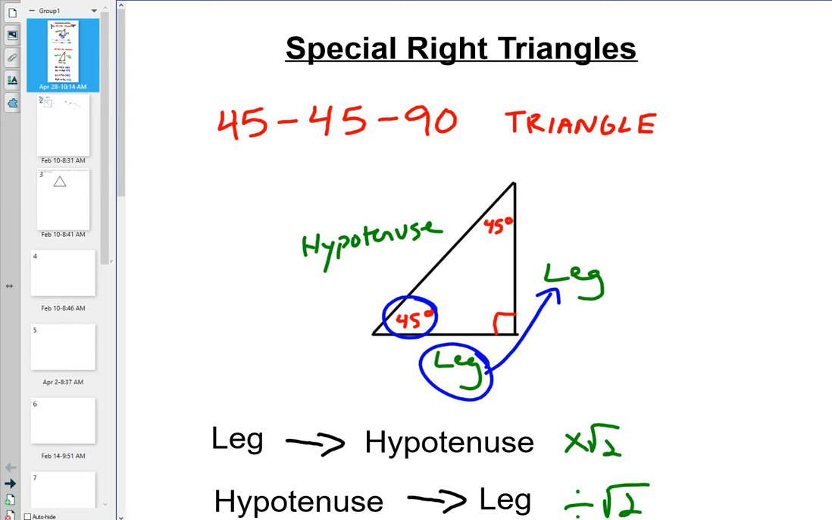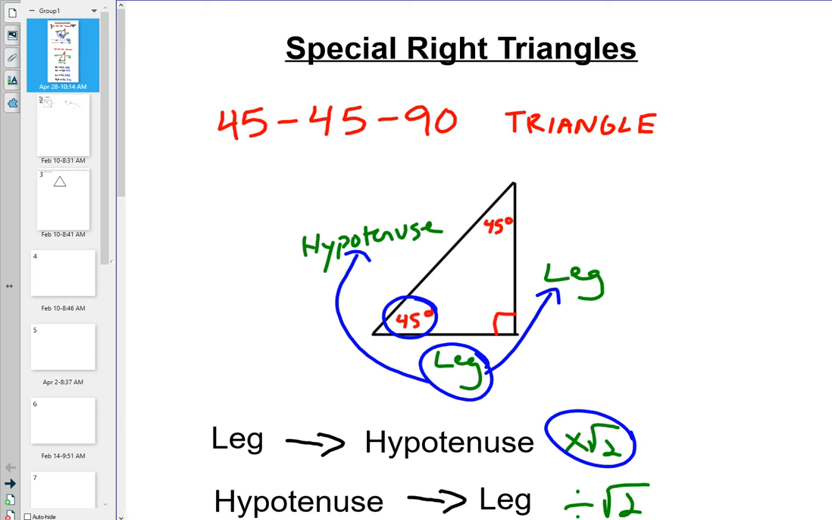And then if they give me a leg and they want to find the hypotenuse, instead of having to use the Pythagorean theorem, a special right triangle is one where we can either multiply or divide by a factor to get the missing side. It's like a conversion, the same thing as turning inches to feet or gallons to pints. There's a number that we can either multiply or divide by to get the measurement that we want. So on the 45, 45, 90, if they give me a leg and they want the hypotenuse, I'm going to multiply times square root of 2.